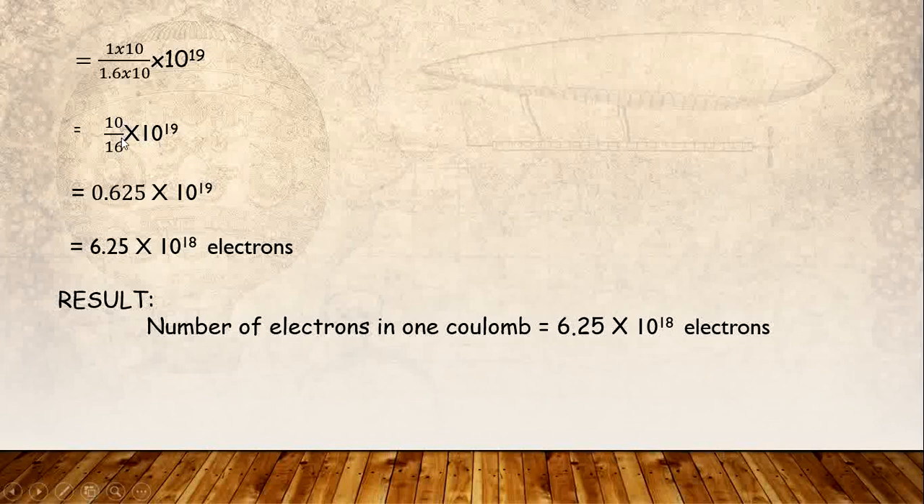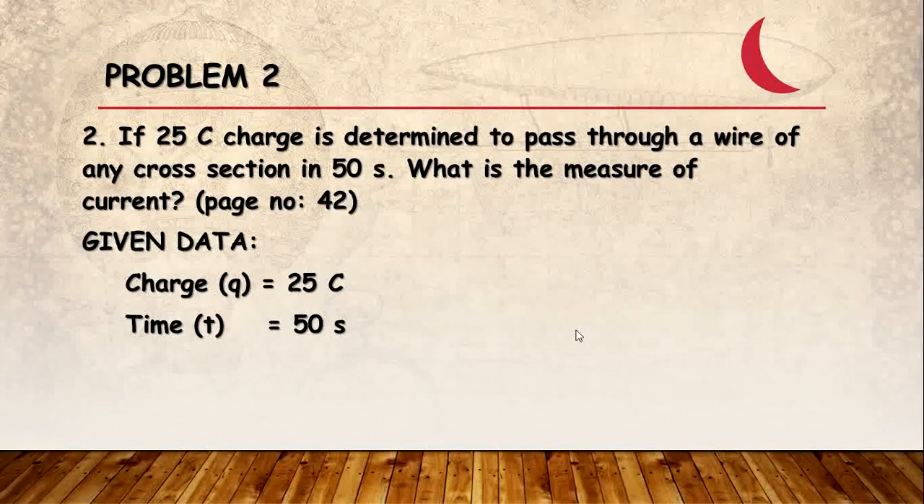When we divide 10 and 16 we get 0.625 into 10 power 19. Now when we multiply 0.625 into 10 we get 6.25 into 10 power 18 electrons. So the result: the number of electrons in 1 coulomb is equal to 6.25 into 10 power 18 electrons.